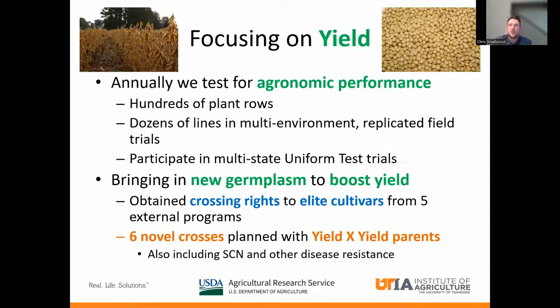So we have done this. Without incorporating new genetics, it's very difficult to advance existing material. And so we have obtained crossing rights to elite, and by elite, I mean high yielding cultivars from 5 external programs. We didn't just look for yield, but we looked for high yielding lines that contained useful disease resistance, most notably soybean cyst nematode resistance. With these, we have many different cross combinations, but specifically I want to highlight 6 novel cross combinations where we have chosen high yielding by high yielding parent. Each of these cross combinations also includes SCN and other useful disease packages.